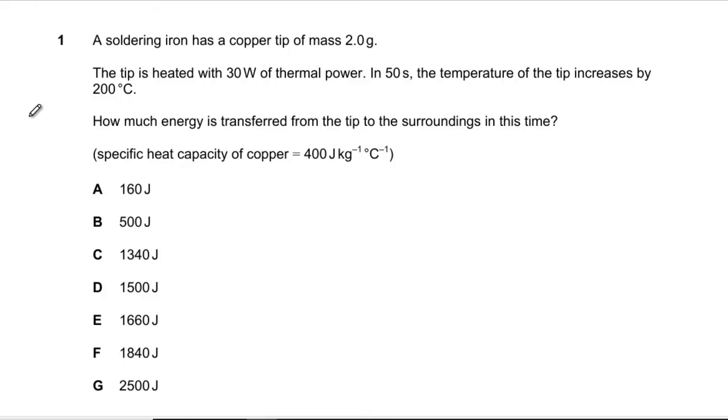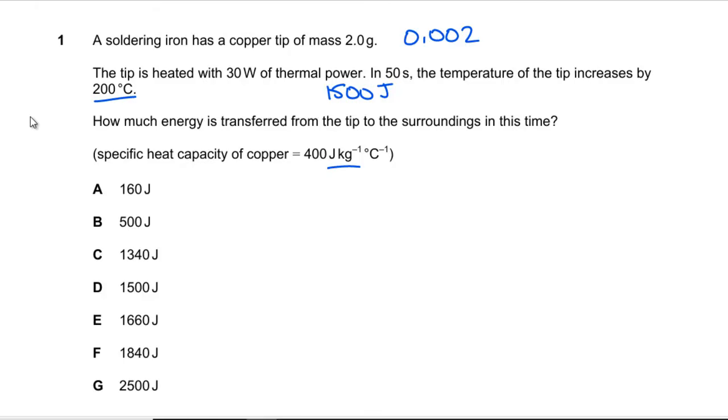Question 1, we've got a soldering iron, copper tip of mass 2 grams. So see they've given us specific heat capacity in kilograms, so quickly flip that over. Tip is heated with 30 watts of thermal power in 50 seconds, so 1500 joules. The temperature is increased by 200 degrees C. How much energy is transferred from the tip to the surroundings in this time? So how much energy have we lost to the surroundings?